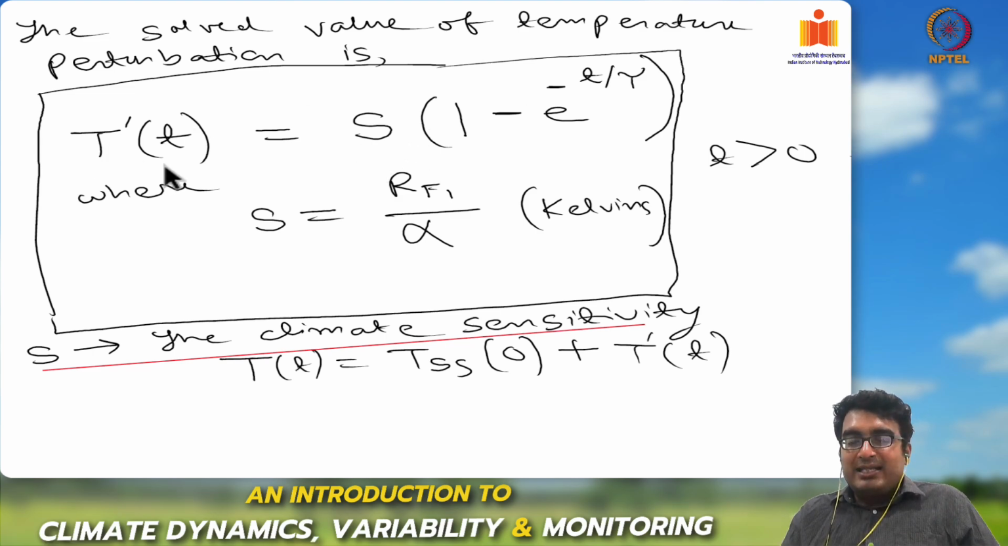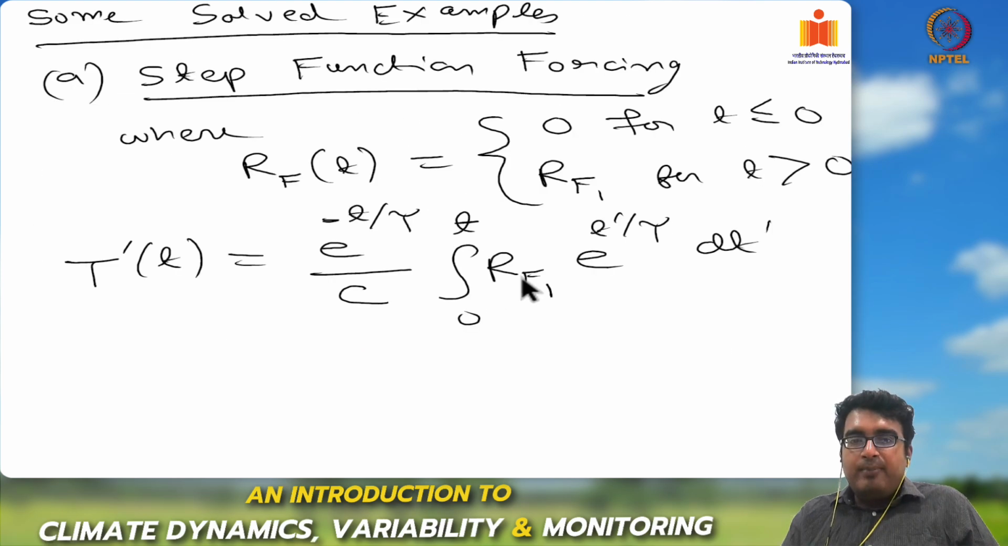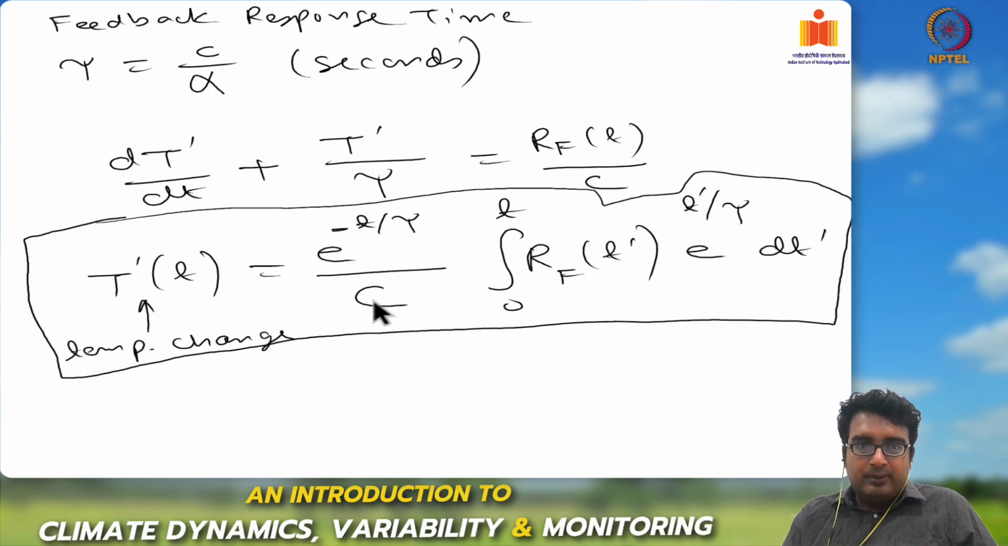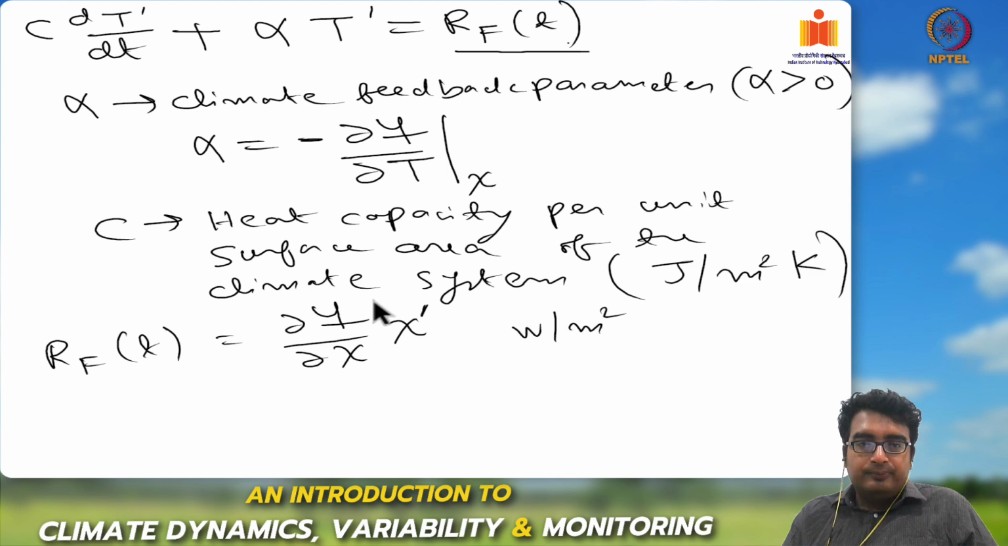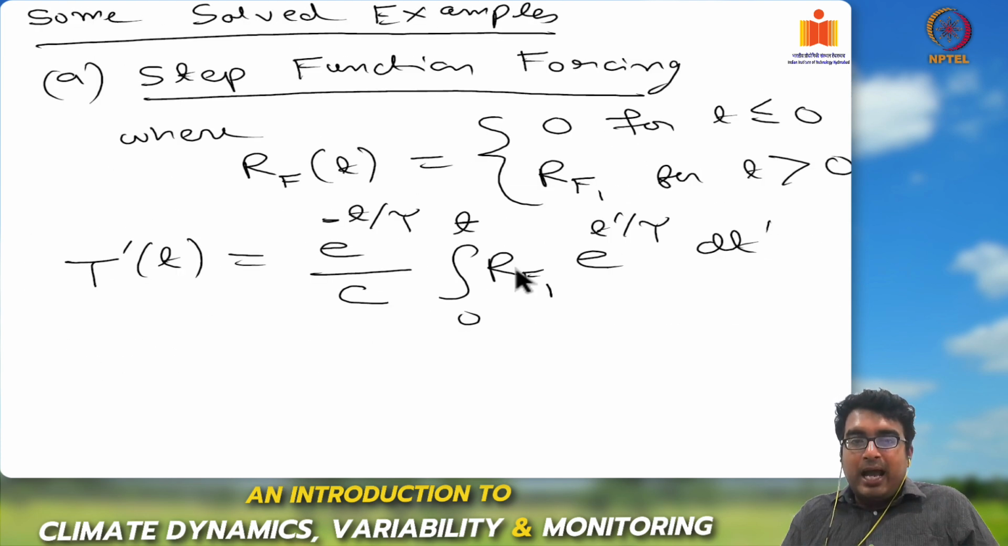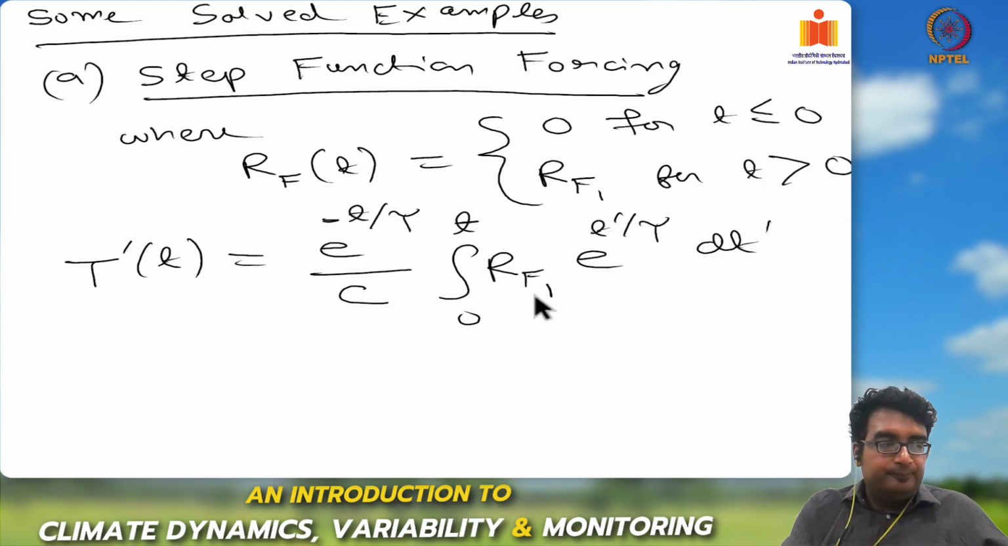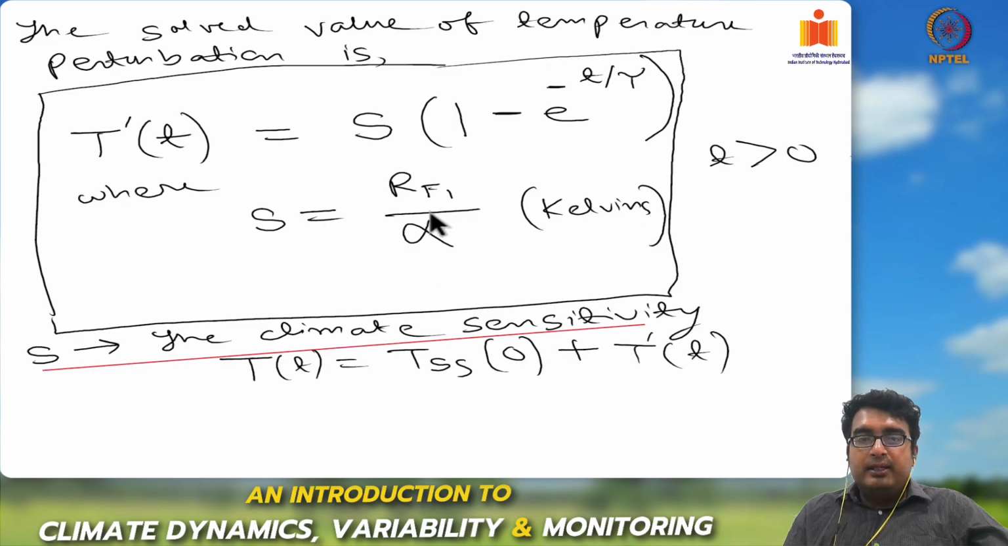T prime as a function of time becomes this factor S, which is Rf1 by alpha. Alright. So basically this tau term and this c term combine together to get us back the alpha term. Okay. So remember that tau is basically c by alpha. This c and this tau term combine to produce the alpha term, which is the only one that remains. So you can integrate this and see for yourself. The final expression looks like this.